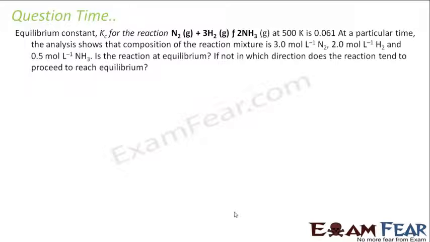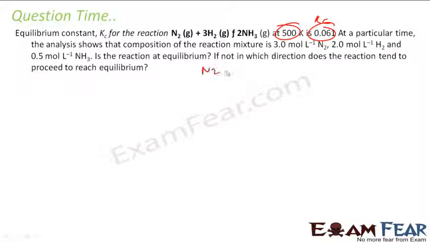Let's take one more question. The equilibrium constant Kc for this reaction, N2 plus 3H2 gives 2NH3 at 500 Kelvin, is this Kc. At a particular time, the analysis shows the composition of the reaction mixture is 3 moles per liter N2, 2 moles per liter H2, and 5 moles per liter NH3.